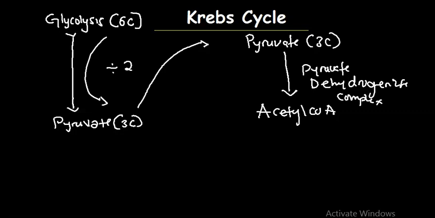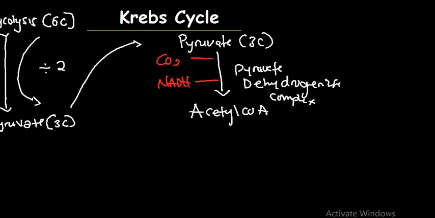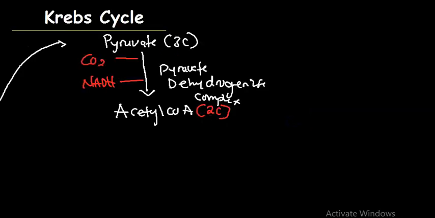In this reaction, a molecule of carbon dioxide and a molecule of NADH is generated. Notice that initially our pyruvate is a 3 carbon molecule, then our acetyl-CoA is going to be a 2 carbon molecule instead of 3, simply because we lost 1 carbon to this carbon dioxide here. The next step is acetyl-CoA, which is this.